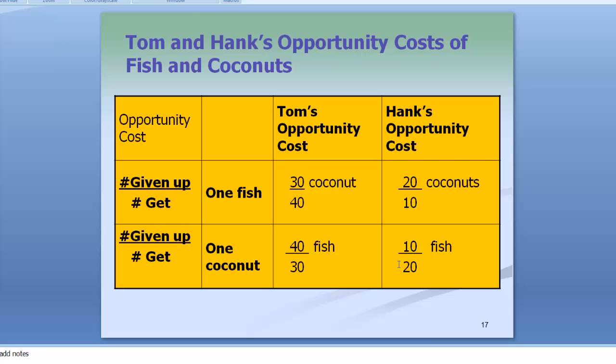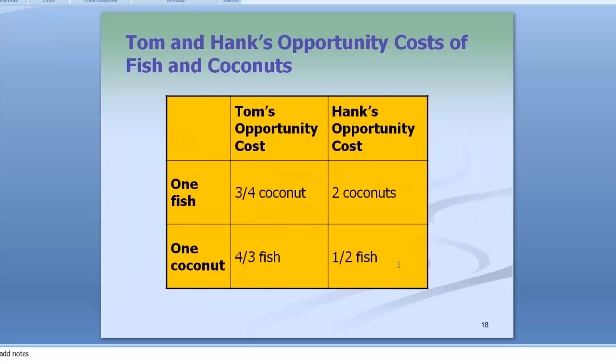The next step is to evaluate who has the comparative advantage in the production of a good. In order to compare these numbers, we can reduce them. Our example here is that 30 over 40 reduces to 3 over 4, or 3/4 of a coconut. Each fish that Tom collects means that he must give up 3/4 of a coconut. In order for Hank to collect one fish, his opportunity cost of production was 20 over 10, which reduces to 2. So each one fish costs Hank 2 coconuts.